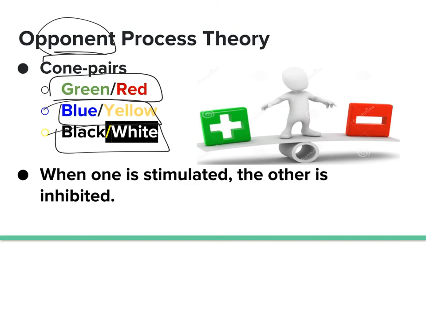And the same with blue. If we're processing blue, then we cannot process yellow. Yellow cones that process yellow, although they are paired with these cones that process blue, have to be completely inhibited, and so forth. And this is compatible with color blindness.